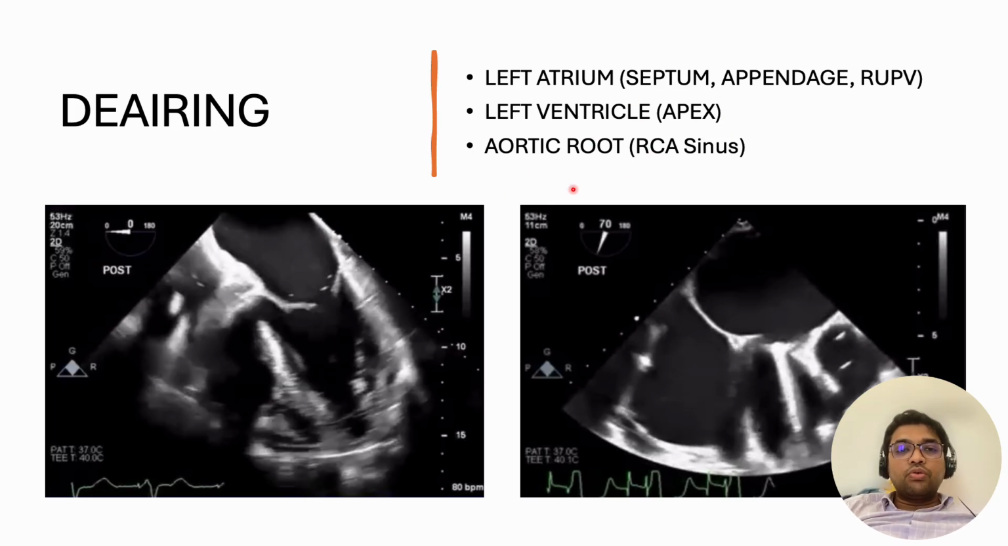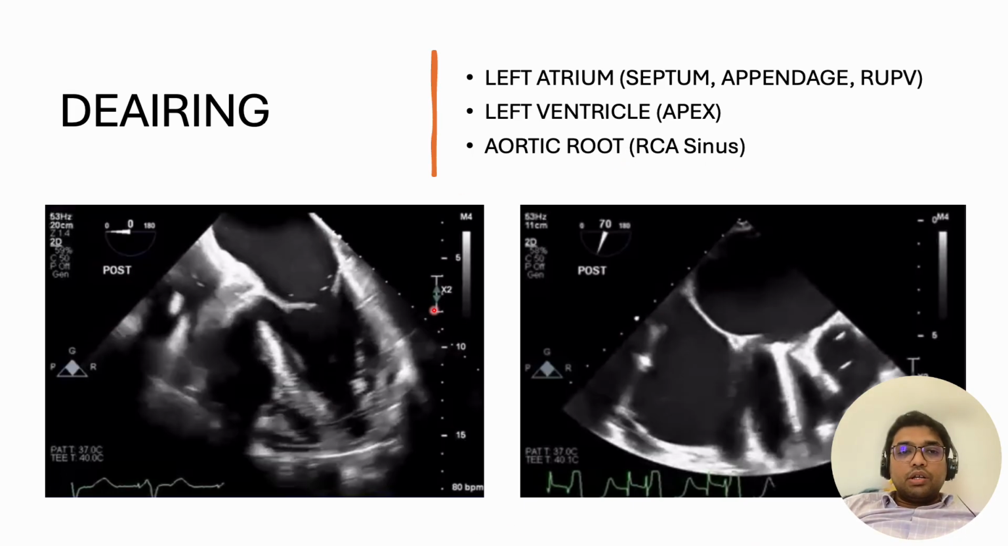And also the aortic root, the RCA sinus is the most superficial structure while the patient is lying supine, because always remember the air can cause inferior wall ischemia and arrhythmia if the air goes into the RCA.